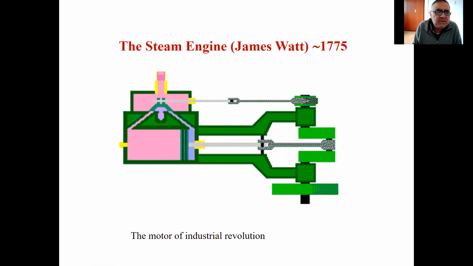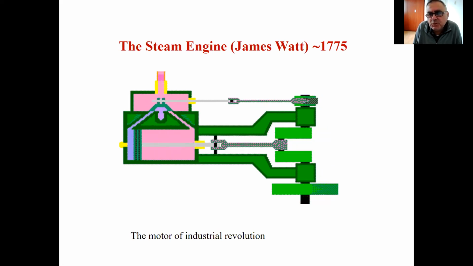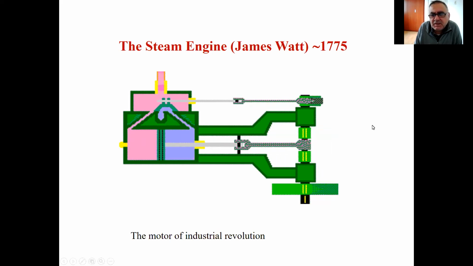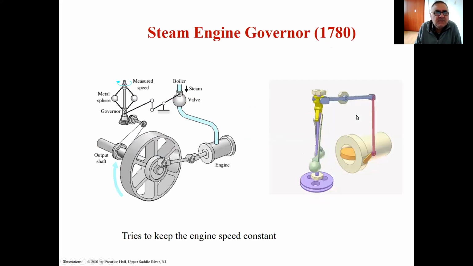Now, the problem with the steam engine was that the speed of the steam engine varied too much. That is, the speed of this shaft that is rotating was varying to a great extent, and that made it unusable because we needed more or less constant speed from an engine. So James Watt devised this steam engine governor, which basically is something that keeps the speed of the engine constant.